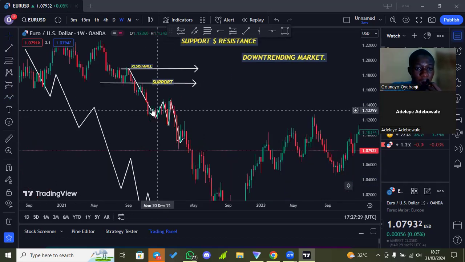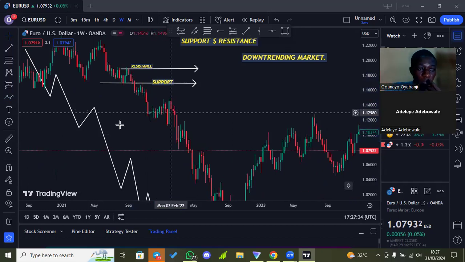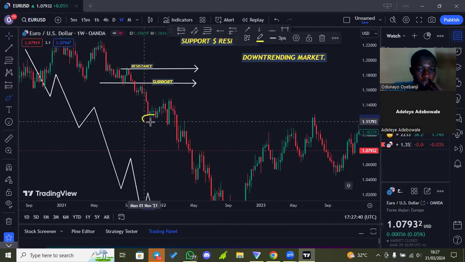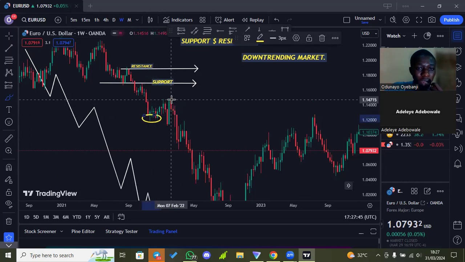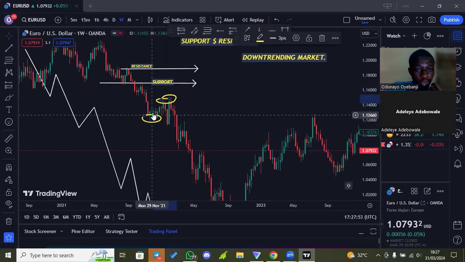I'm going to remove this, and I'm going to label this point. So I want you to tell me what they are. While the market was dropping, the point it finds difficult to break below, and while it was coming up, the point it finds difficult to break above. This point where I'm hovering over is called what?